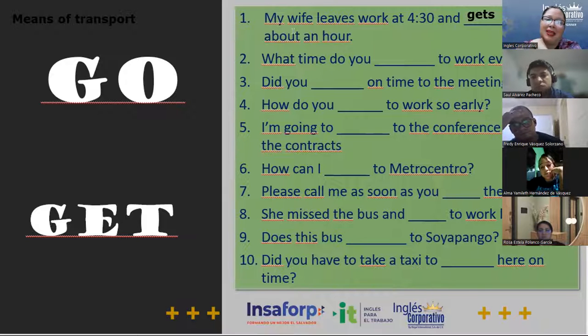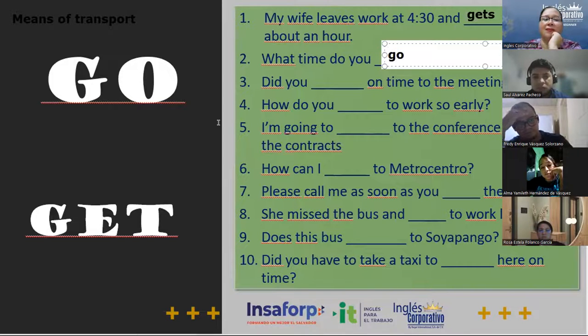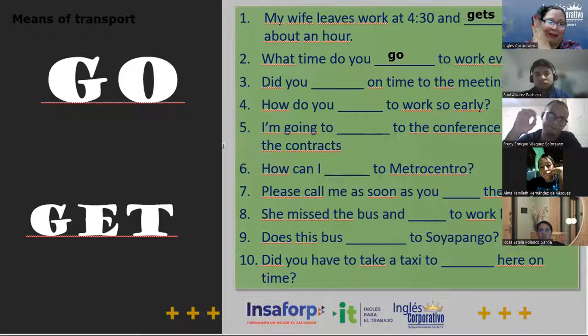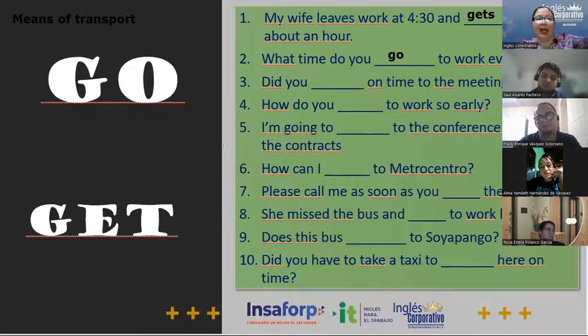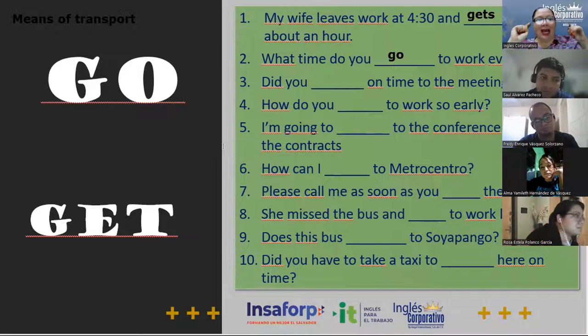Is go. Okay. Why go? Okay, it has two different meanings, right? If I say, "What time do you go to work every day?" it's what time I leave home and travel to my work. I commute, right? What time do I start my trip to my job? But if I say, "What time do you get to work every day?" I am talking about what time are you arriving? So let's have that in mind.